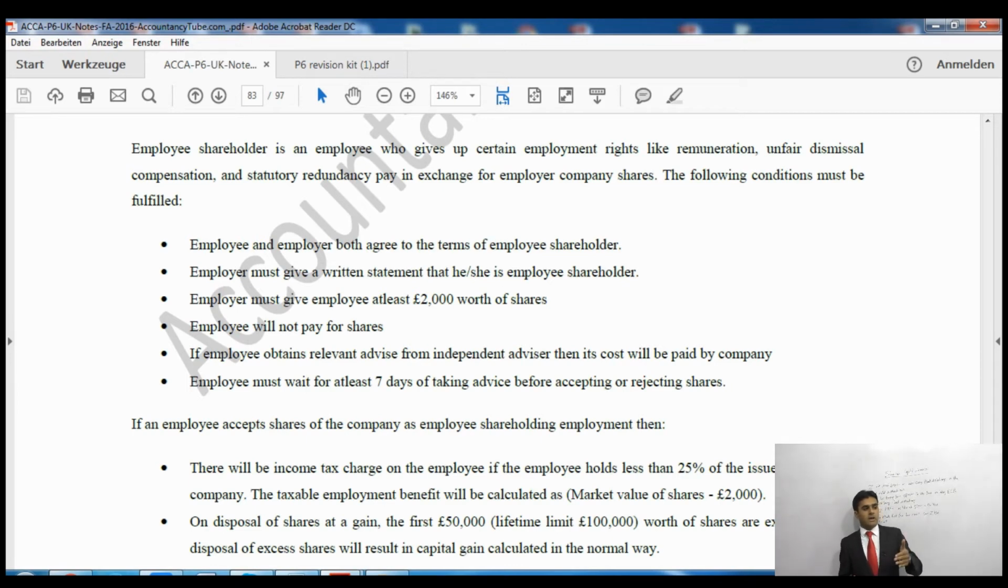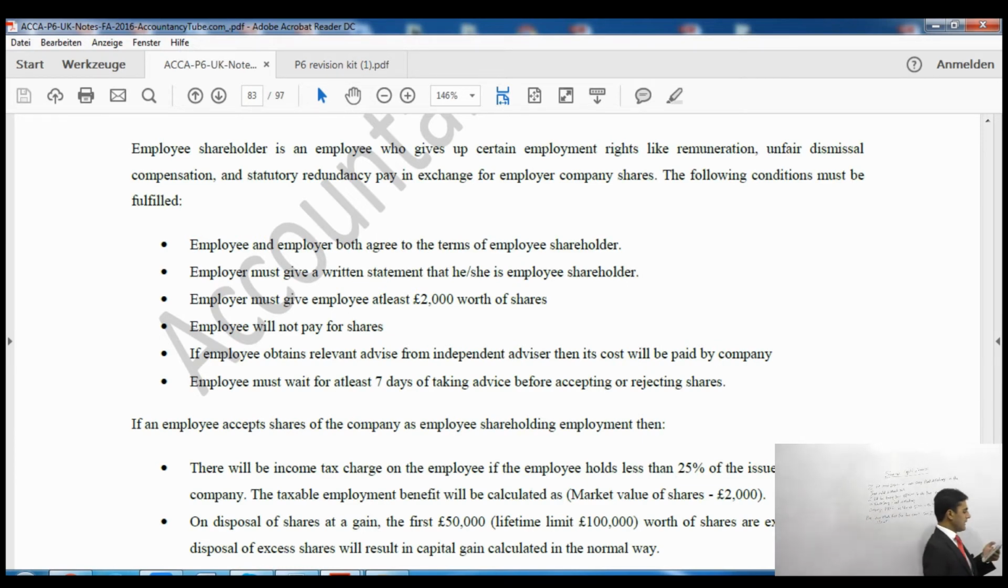However, when the employee goes to the expert, he will be charging some money, won't he? So he won't be telling him for free. So whatever the price of that expert will be, employee won't be paying it. The company will be paying it, right? And then employee will have 7 days. Employee must wait for 7 days before deciding either to take the shares or to leave the shares. So employee will not pay for the shares. If employee obtains relevant advice from the independent advisor, then its cost will be paid by the company. Employee must wait for at least 7 days of taking advice before accepting or rejecting shares.